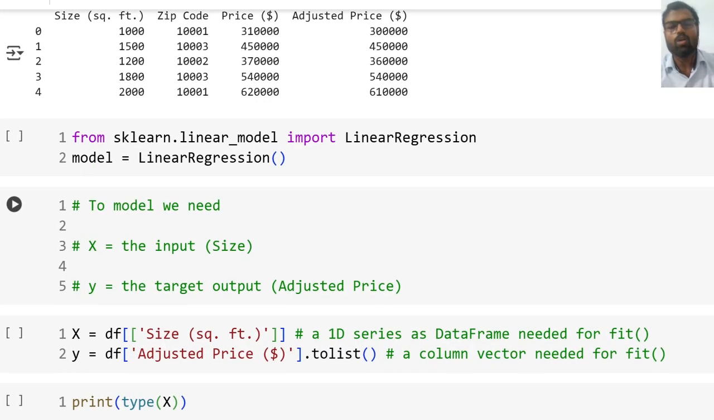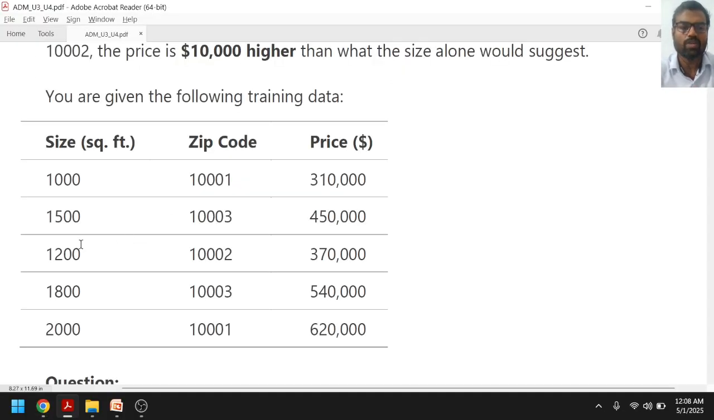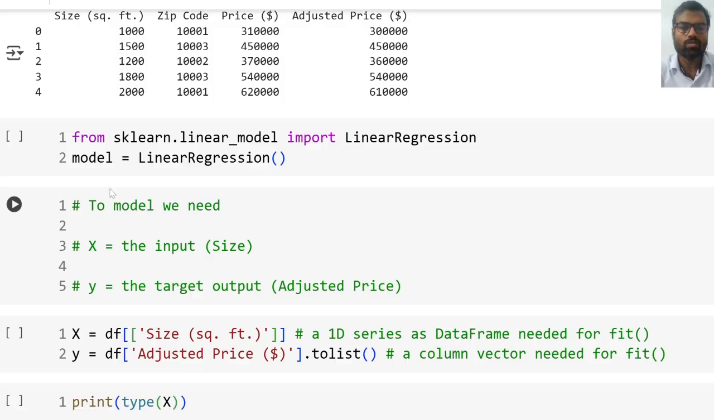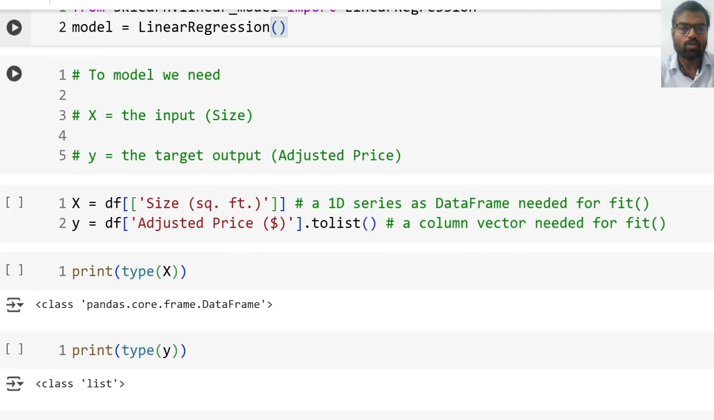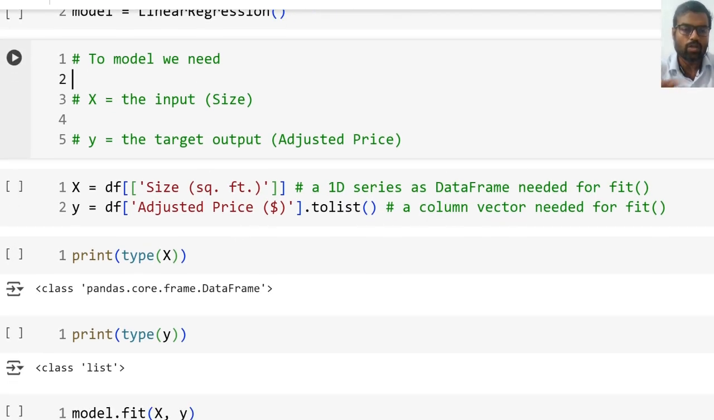Then what am I doing? This is the main thing. As per the question, we have to use linear regression. So here we are using the linear regression method from scikit-learn. From the linear model module I'm taking the LinearRegression class and creating an instance of it. After that, we need to give the features. X is the feature we are training on, that is the size, and Y is going to be the target output.